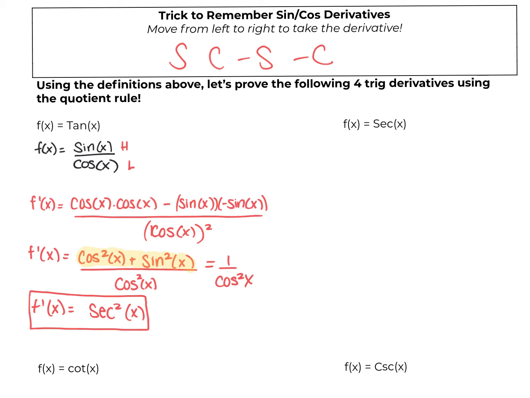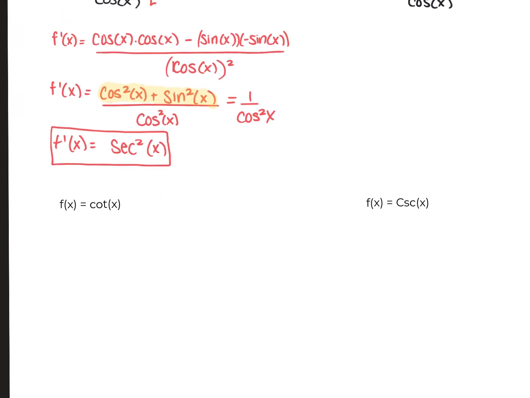So I'm not going to go through the other 4 trig derivatives. I'd actually like you guys to try them on your own. I'll give you a hint and get you started. Secant, we know, is 1 over cosine. So use the quotient rule with that to try to see if you can prove that derivative.